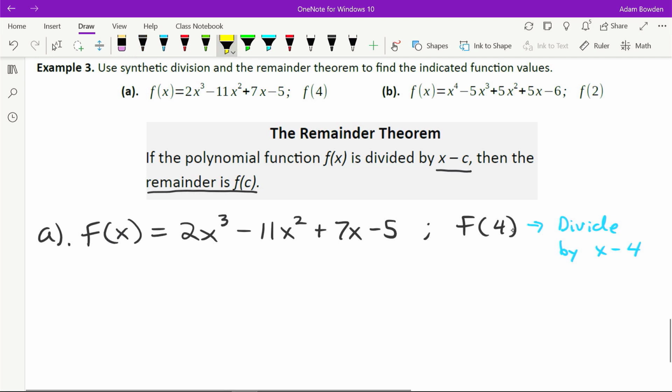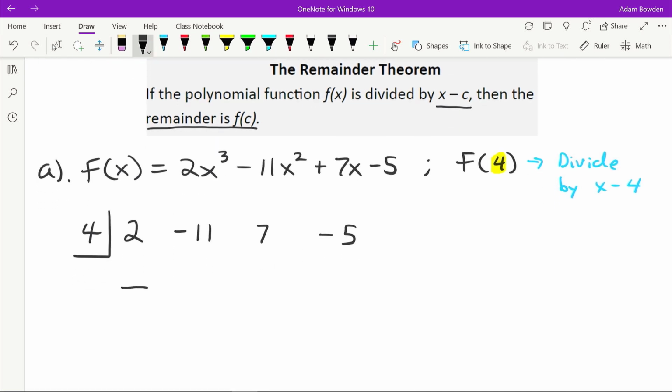So we're going to take this 4 and use it basically as our divisor for synthetic division. Our divisor is technically x minus 4, but as we did before, it's actually going to be a positive 4 in synthetic division. So we'll write 2, negative 11, 7, and negative 5. And if you'd like to do some practice for synthetic division, you may want to pause the video here and see what you get for the remainder.